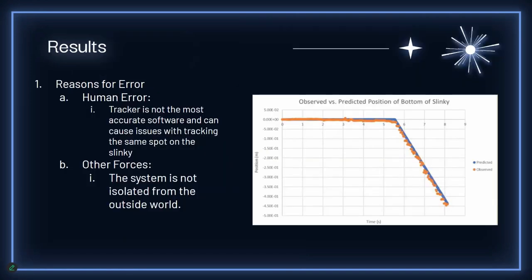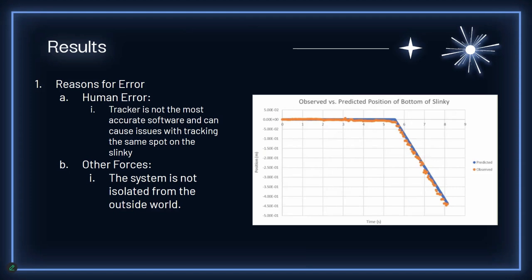So these are my results. As you can see, the predicted and observed are very similar, with a few mild errors as it continues to go down. Now, reasons for this could be that Tracker is just not accurate. It is not accurate software, and there are a ton of issues with trying to track it via auto tracker or just with manual. So getting the same spot on the slinky consistently is really hard.